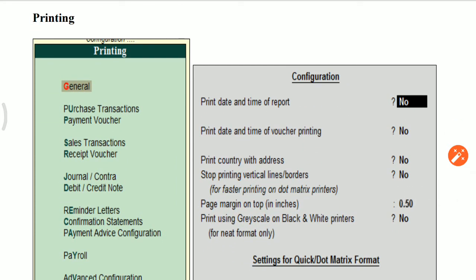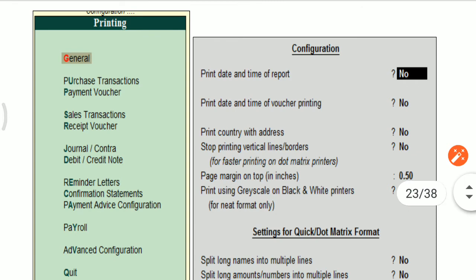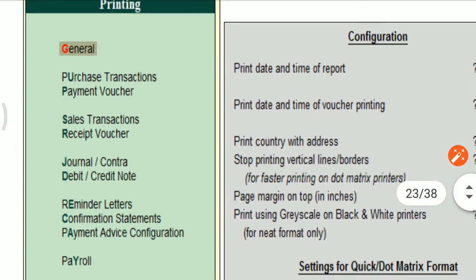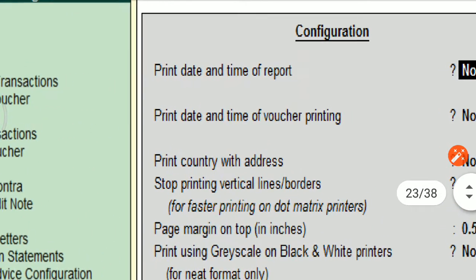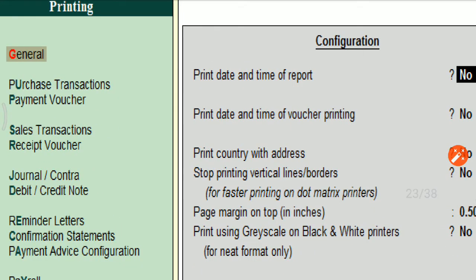Printing, how many options are given, different types. Printing means general printing, that is, when you print any voucher or any reports, then print date and time. If you press yes, then date and time will reflect on the output. In the case of vouchers also, print date and time, these options will reflect. If yes, then print date and time will reflect.